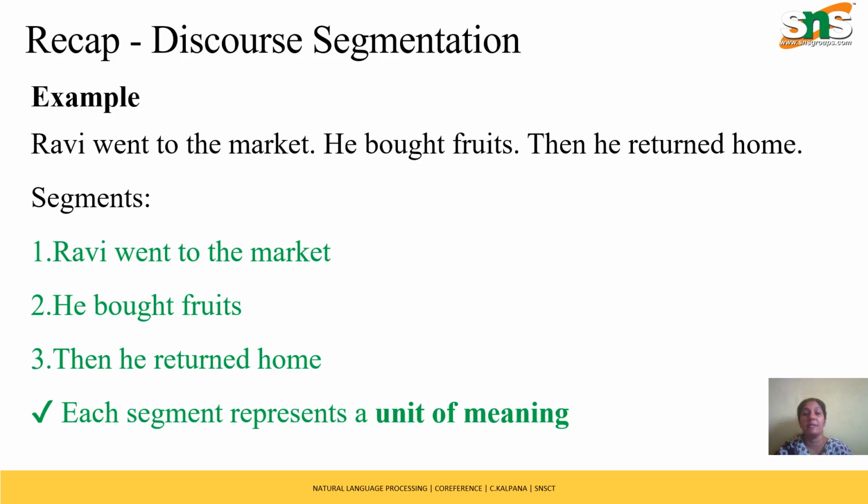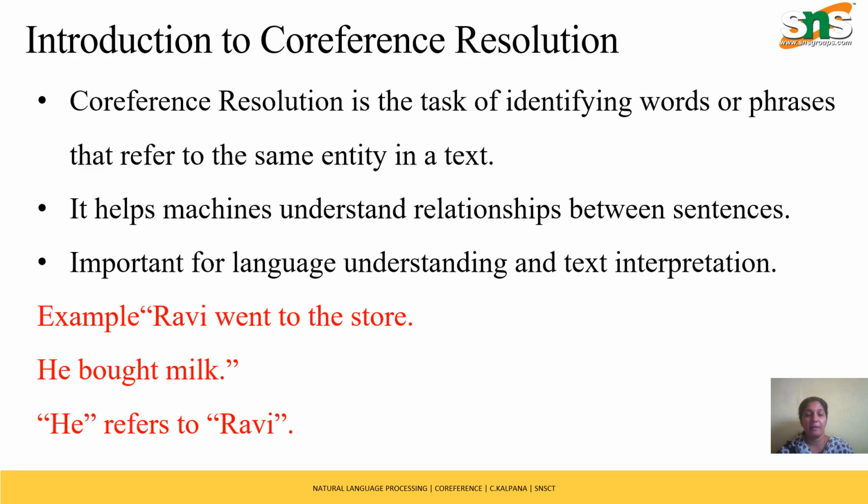We have seen an example earlier: Ravi went to the market, he bought fruits and then he returned home. We split this into meaningful segments: this is segment 1, he bought fruit is segment 2, and he returned home is segment 3. So this is our discourse segmentation. And today's topic is coreference resolution.